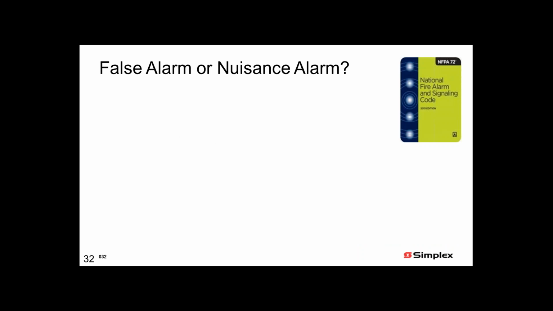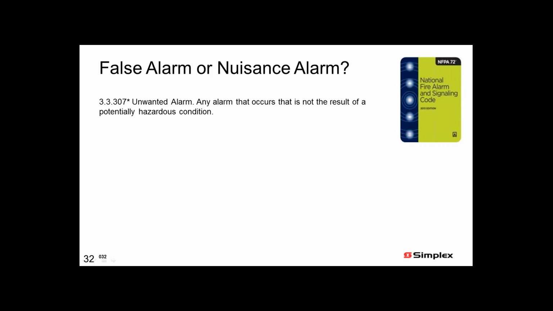So within 72, as I was saying earlier, we talk about false alarms or nuisance alarms. And we really want to stop using the terminology false alarm. We want to start using terminologies that can really help to better define what happened, rather than classifying everything as a false alarm. So we came up with some new definitions. Chapter 3, our definitions chapter, and then definition number 3.3.307.